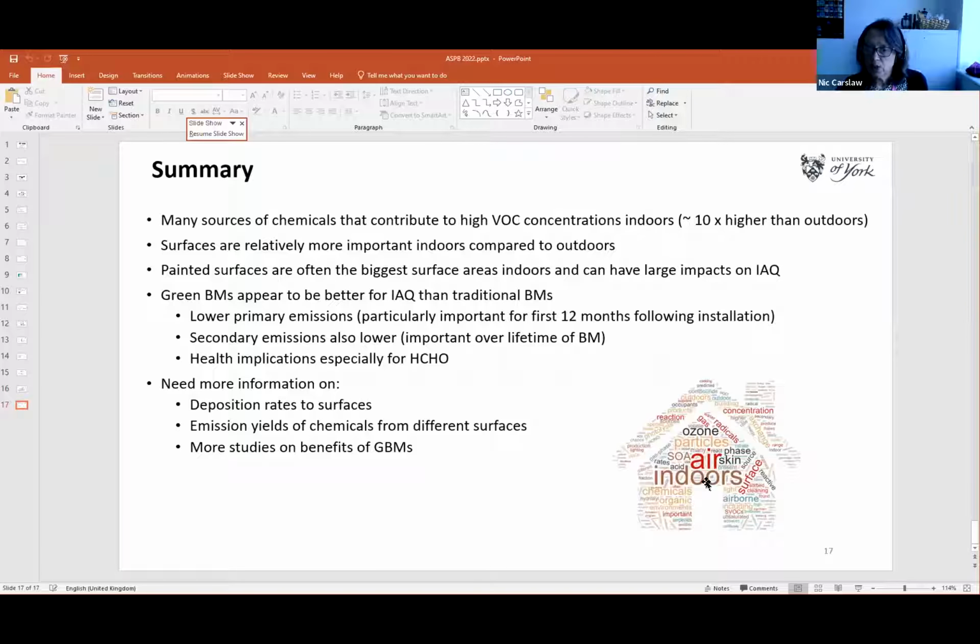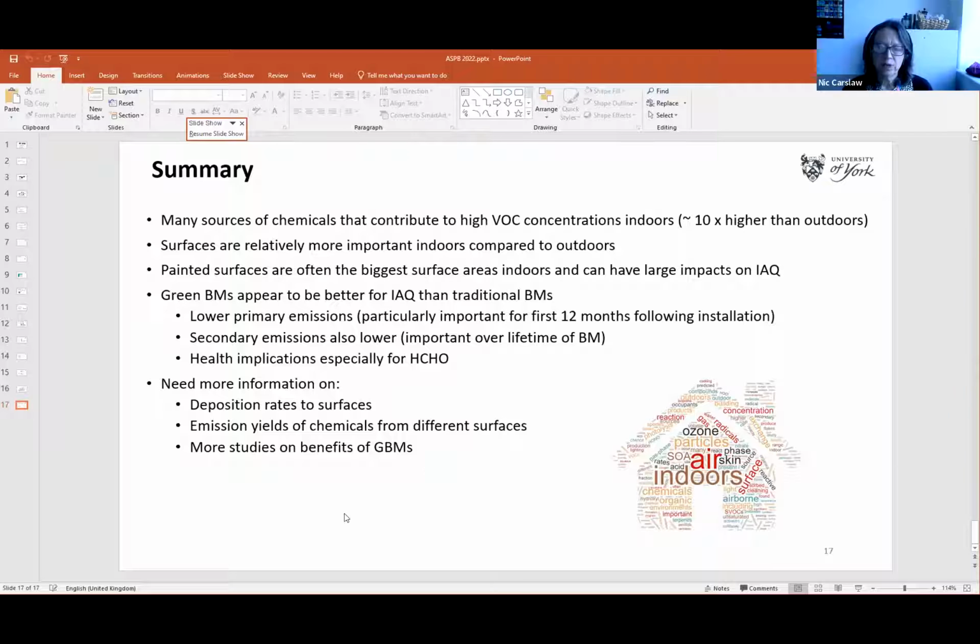Okay, so that was a bit of a whistle-stop tour through some of the work we've been doing. But hopefully I've convinced you that we can get these potentially high VOC concentrations indoors, these volatile organics. So building materials are partly responsible for that, but we also have other processes like cooking and cleaning. It's worth noting that painted surfaces can often be the biggest surface area indoors. And even if the ozone deposition rate onto painted surfaces isn't particularly large, because of their vast area compared to the other surfaces, they can have large impacts on the indoor air quality.